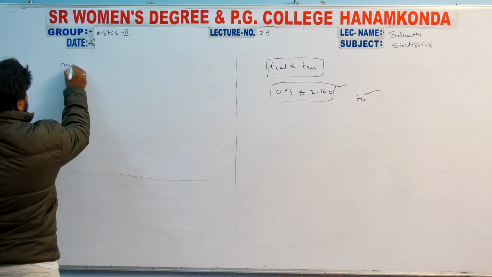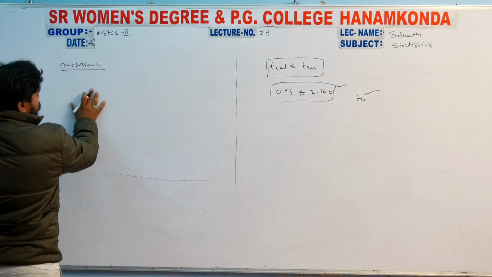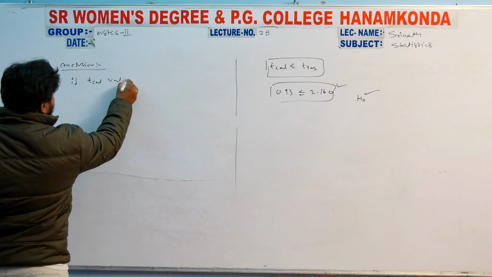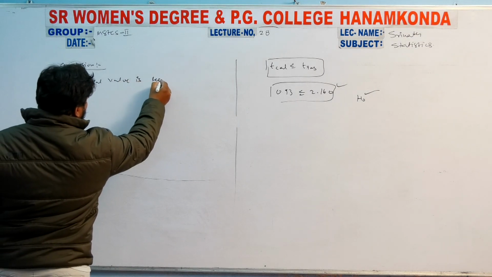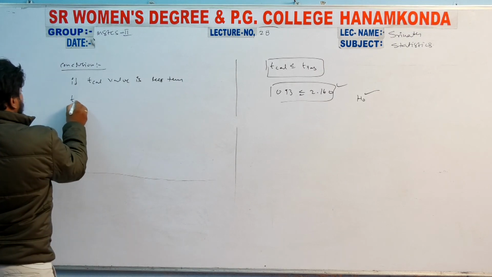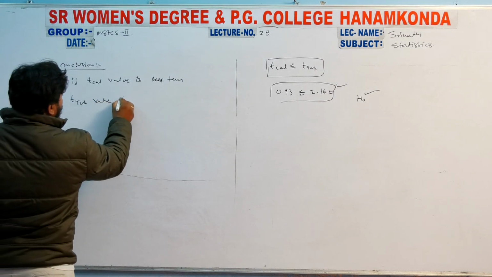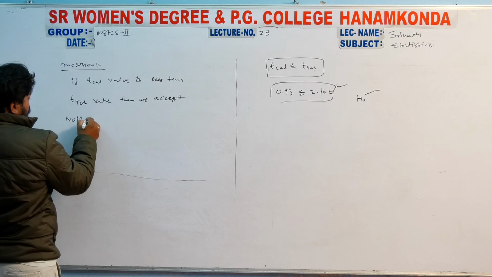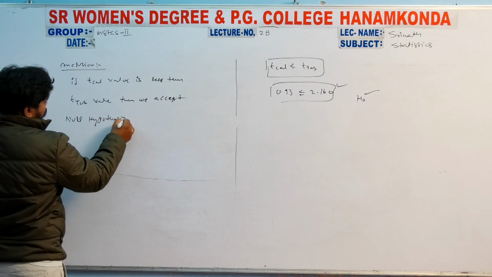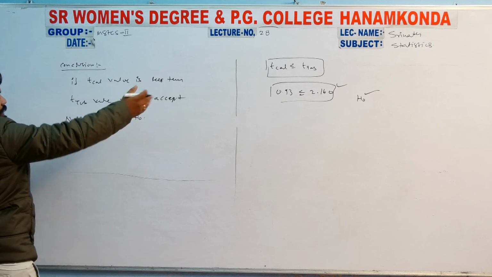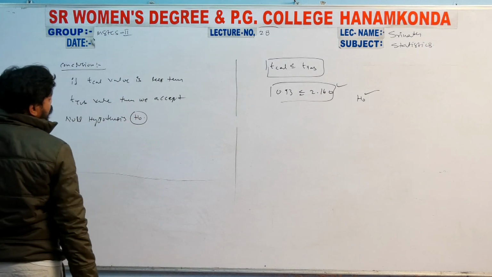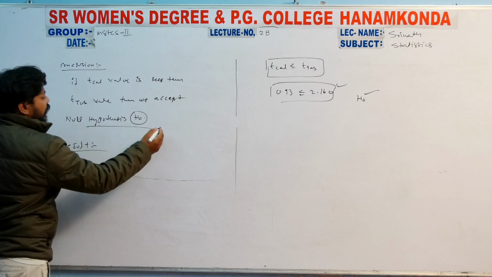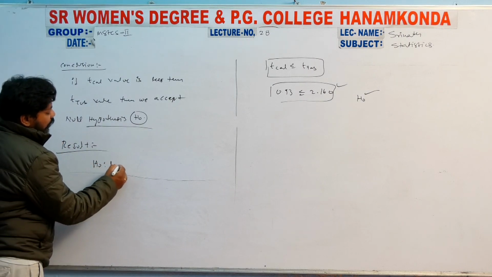So the conclusion is, if the t calculated value is less than the t table value, then we accept the null hypothesis H0. The condition is satisfied, so the null hypothesis H0 is accepted. Since H0 is accepted, the result is H0, that is, mu1 equal to mu2.